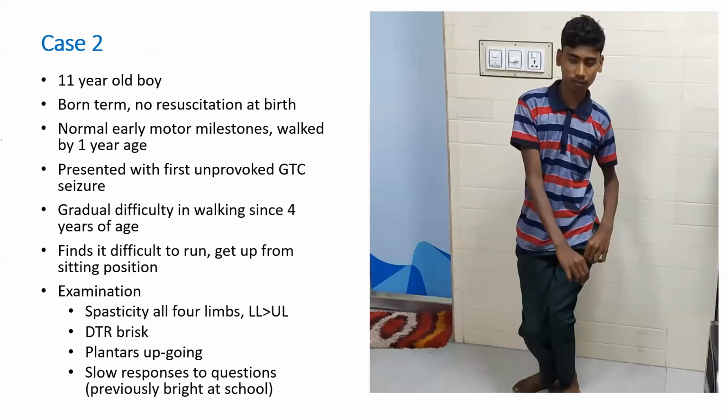When I took the history, he had gradual difficulty in walking since 4 years of age. He finds it difficult to run. Again, he finds it difficult to get up from sitting position. And on examination, he has spasticity in all the four limbs. The lower limbs are more affected than the upper limbs. His reflexes are brisk, plantars are outgoing. And he's got very slow responses to questions.